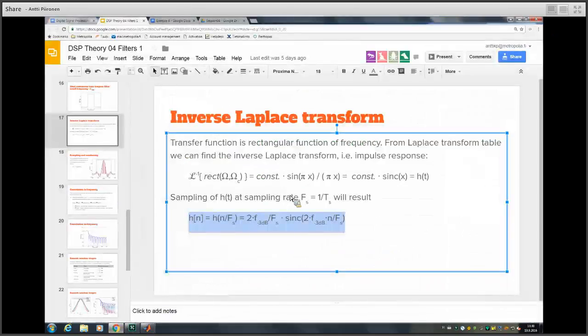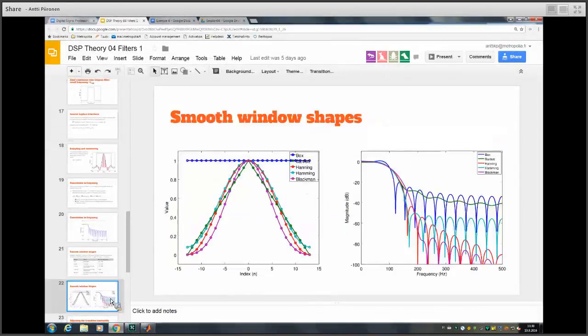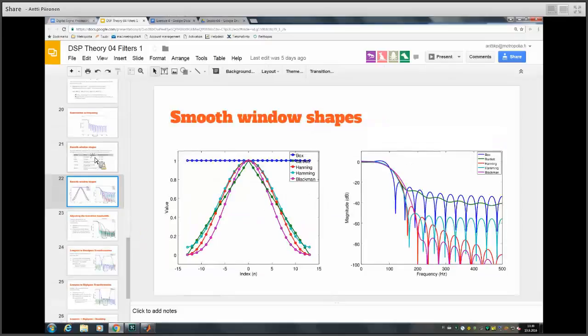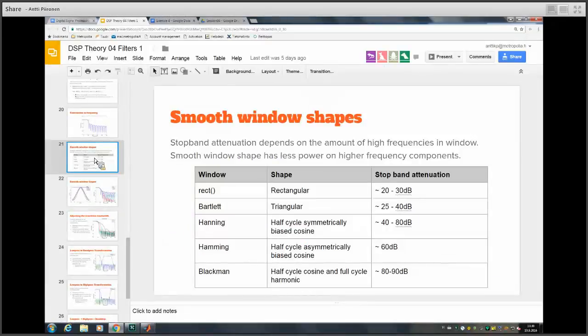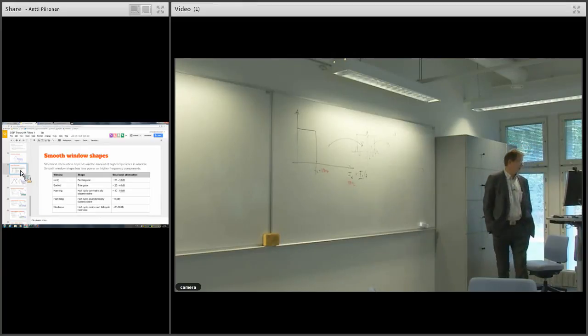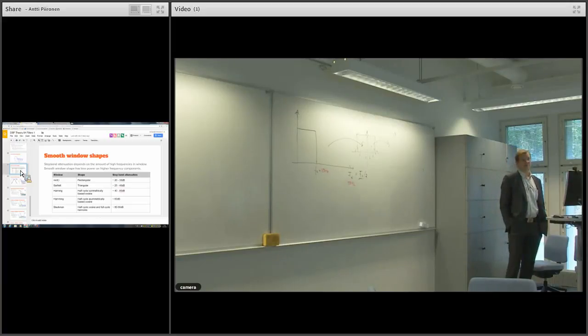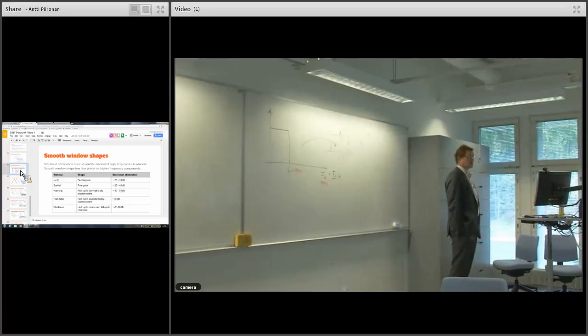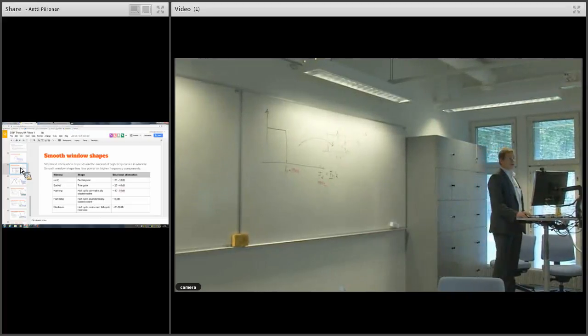Again, let me get some help from the windows. Smooth window shapes. Okay. So if I wanted, for example, say minus 60 dB attenuation, I would probably go with that Hamming window there, or Hanning, or just try some of those to see what happens. Or I could actually also use the so-called Kaiser window. Anyways, the system goes exactly the same.